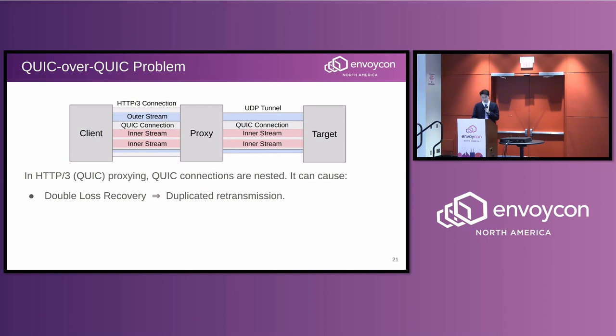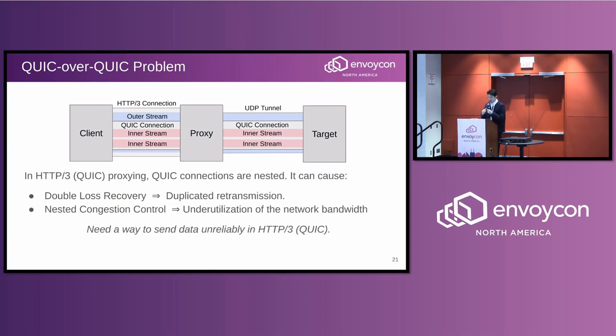The most important one is double loss recovery. When there's a packet loss, both the inner and outer QUIC connections react to that packet loss and do redundant retransmission. And this can exacerbate the network congestion and degrade the network performance quite significantly. And there's another problem of nested congestion control. This can make the client overreact to a packet loss, and it can lead to network underutilization.